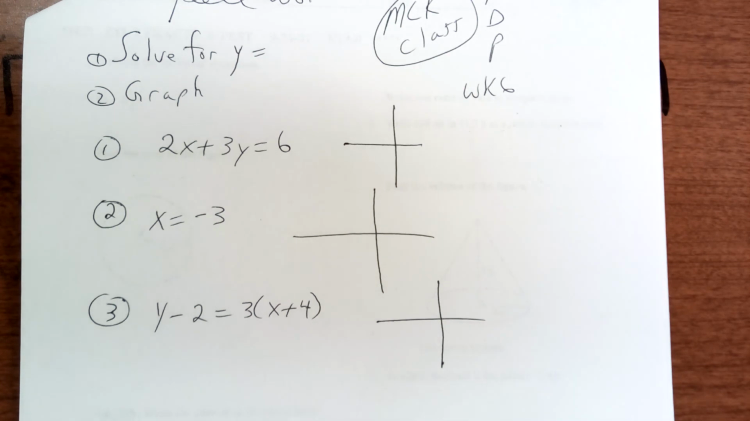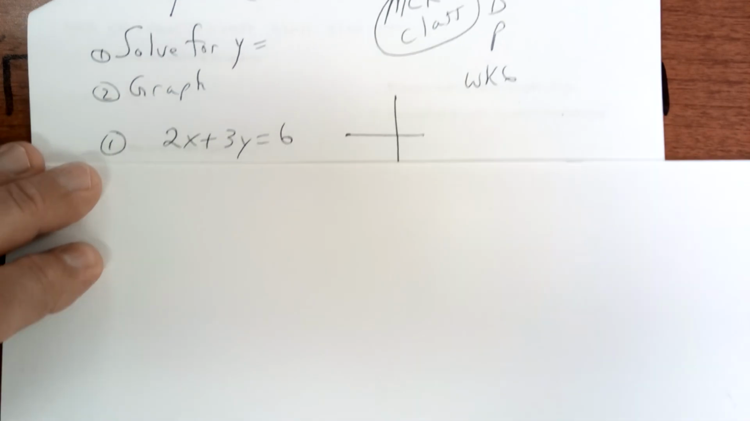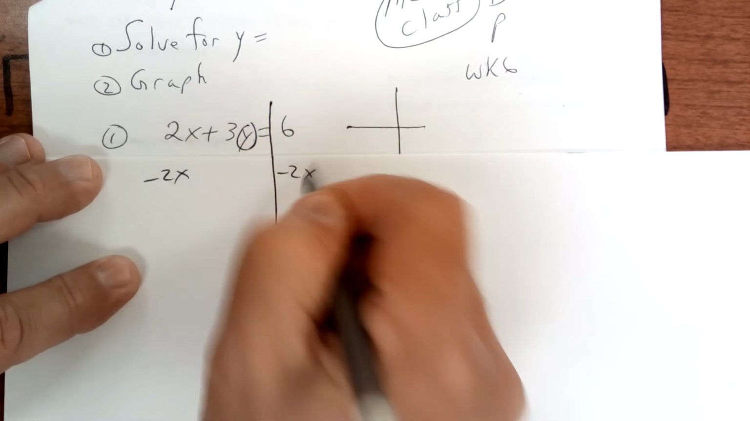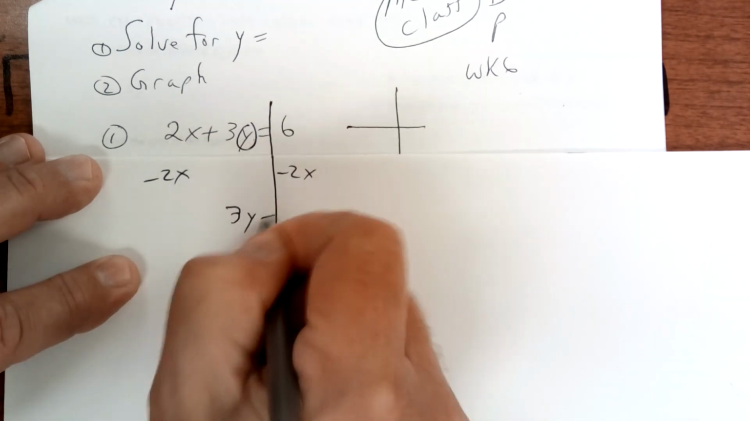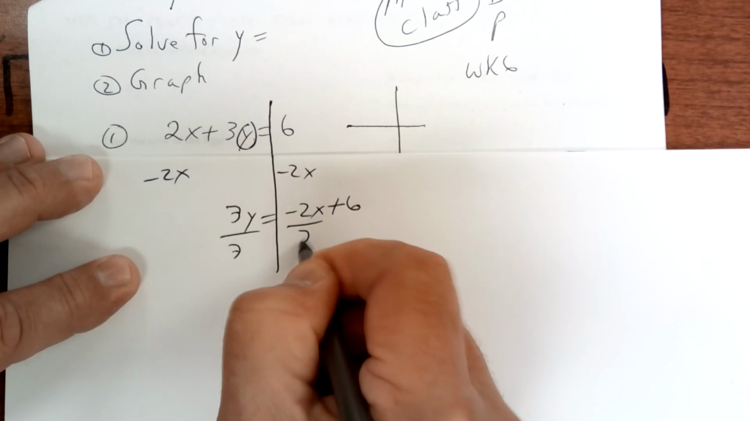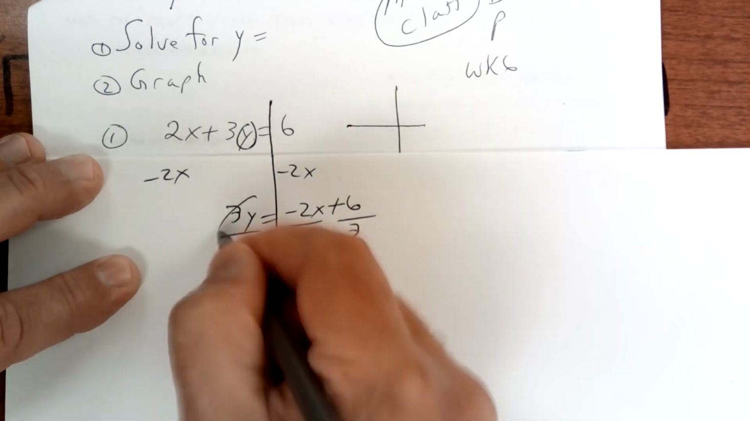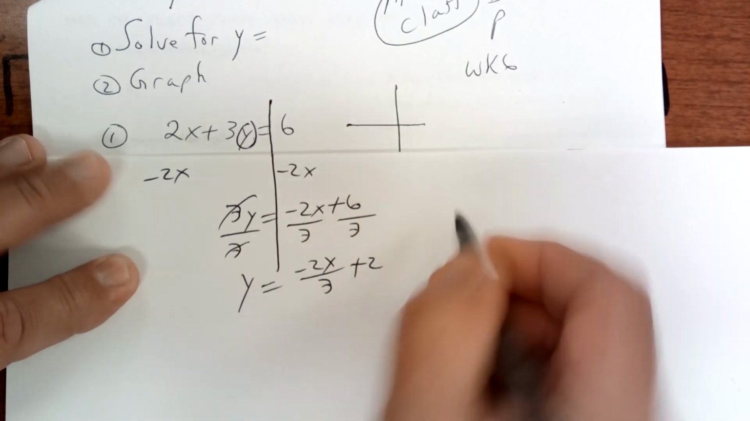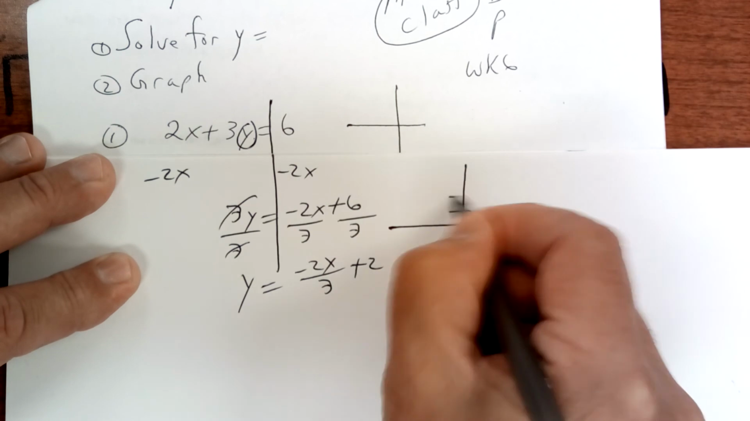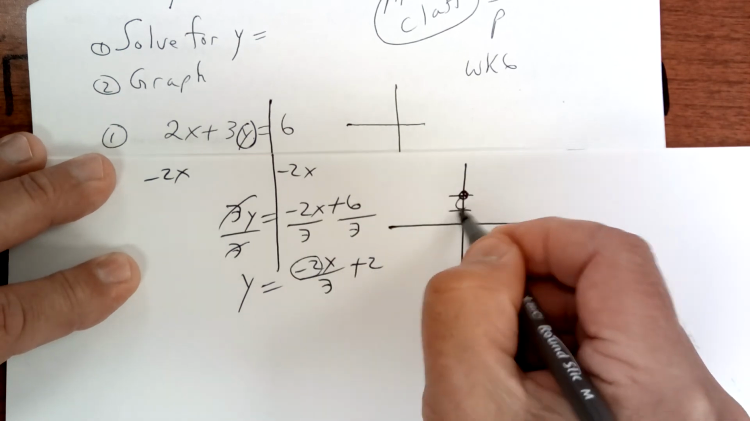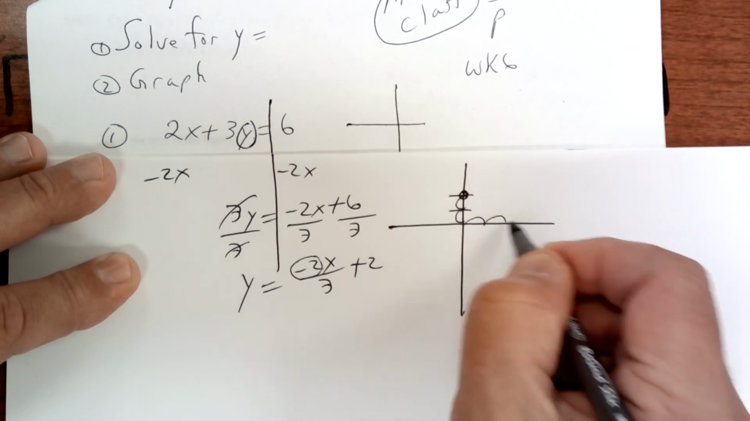Well, to do that, what you're going to do here is you're going to solve for y. So draw a line, circle your y. You're going to subtract 2x from both sides. So you get 3y is equal to negative 2x plus 6. And then you're going to divide by 3, all of them. So you get y equals negative 2x over 3 plus 2. So your y-intercept is 2, and then you're going to go down 2, and then to the right 3. So your line should look like that.